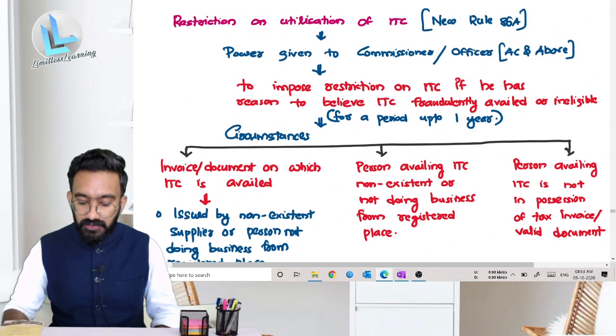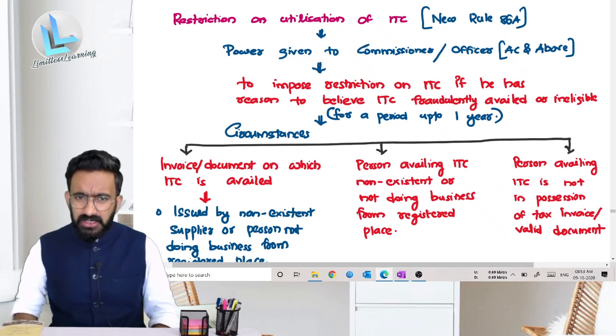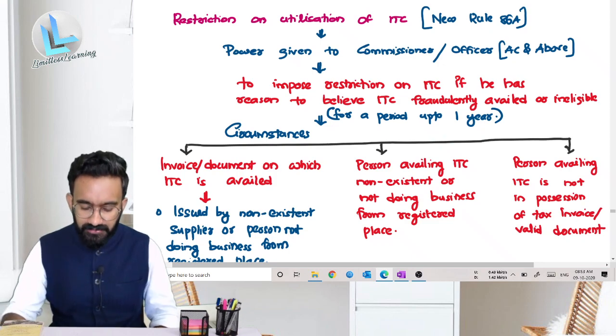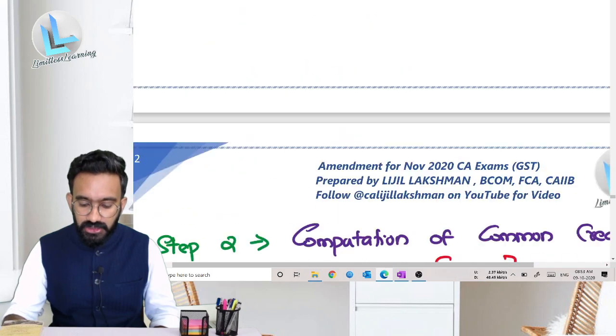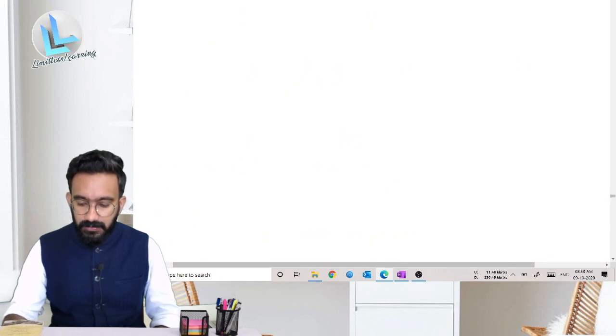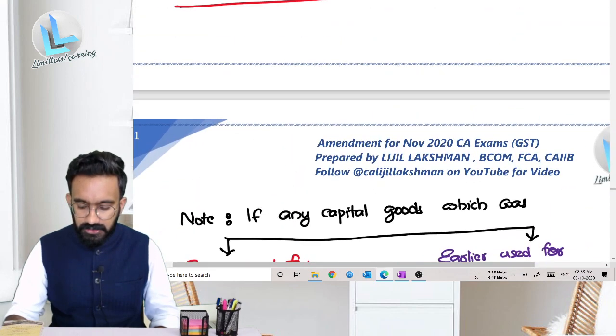A Commissioner or an officer of the rank of Assistant Commissioner and above can actually come and impose a restriction on your availment of ITC for a 1 year period. Okay, this is an additional provision we have. Now let us go to the giant in the room, which is our discussion on Rule 43.